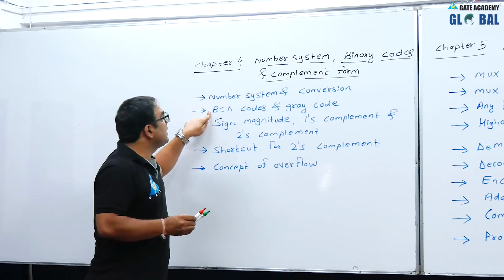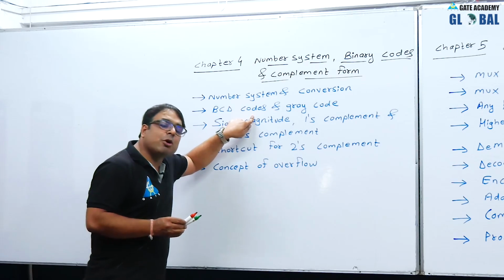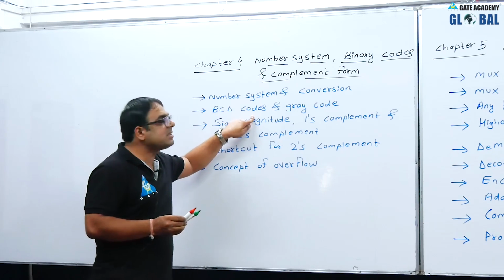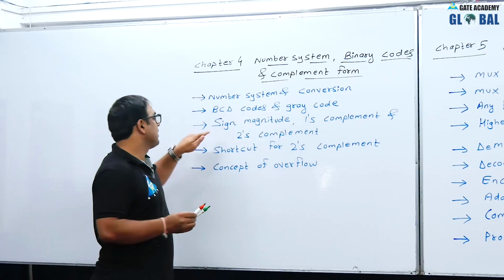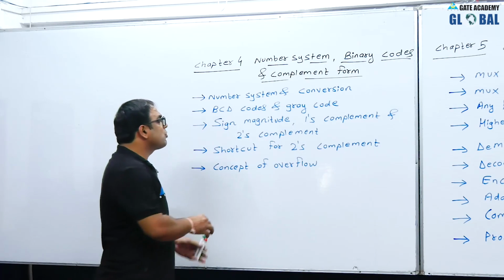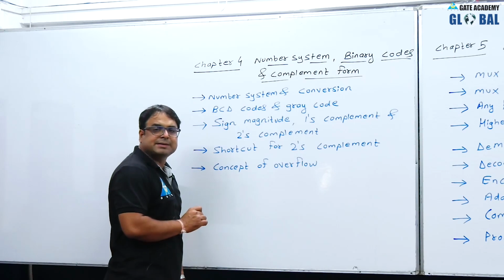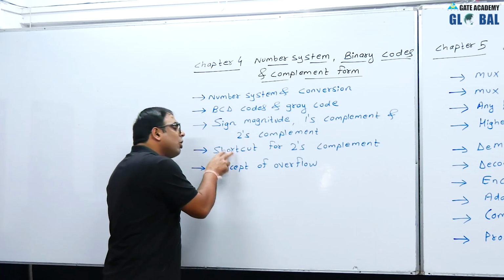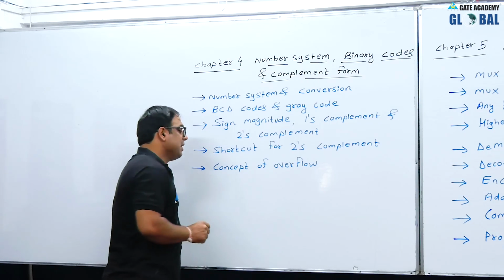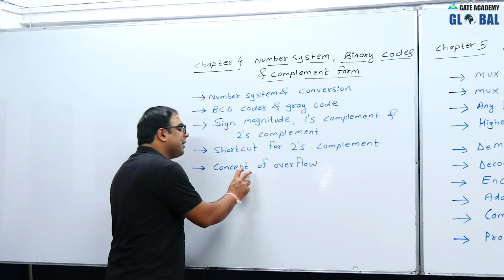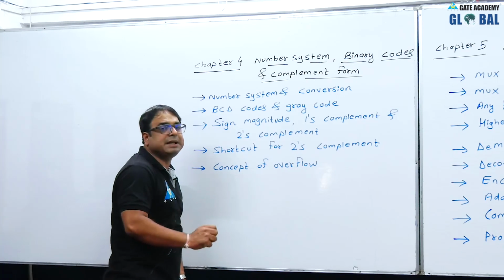Next, we will be discussing BCD codes, all the types of BCD codes, self-complementing, etc., and we will also be discussing Gray code. Sign magnitude form, ones complement and twos complement representation we are going to discuss for a binary number. Then also how to find the twos complement shortcut method. And finally, a very important topic, the concept of overflow. This I will be discussing in very much detail.